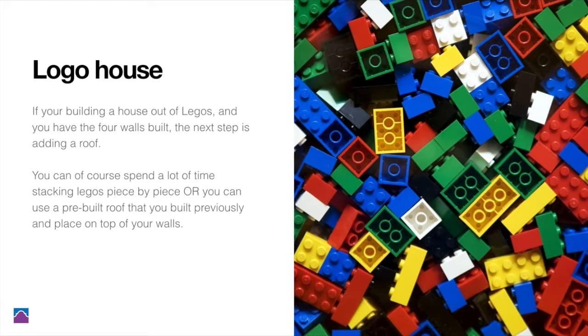So you can think of it like if you're building a house out of Legos and you have 4 walls built, and the next step is adding a roof. You can of course spend a lot of time stacking Legos piece by piece, which obviously would take a lot of time. Or you can use a pre-built roof that you built previously and place that on top of your walls. So you're just reusing something that's already built.